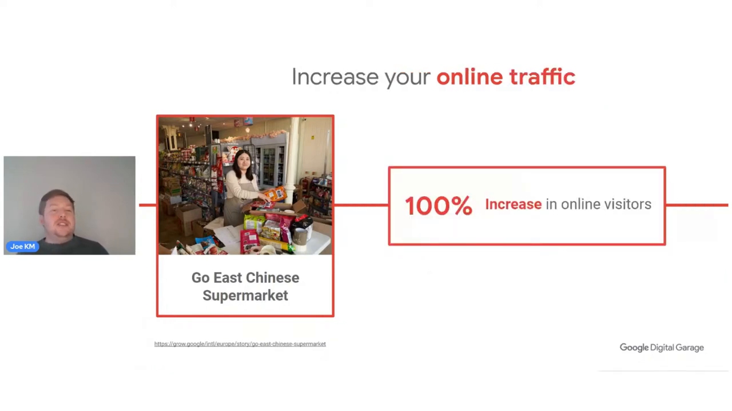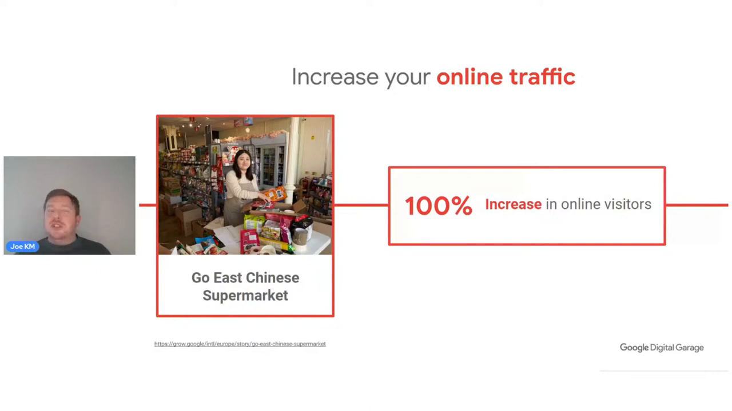So the first one is Go East Chinese Supermarket. Go East Chinese Supermarket listed themselves on Google Maps once lockdown started, and it led to a 100% increase of online visitors. Most of these visitors were based in the local area, which meant that they could go to the market and get the products online and let customers know the supermarket was still open for business, which was a massive thing during the COVID times.